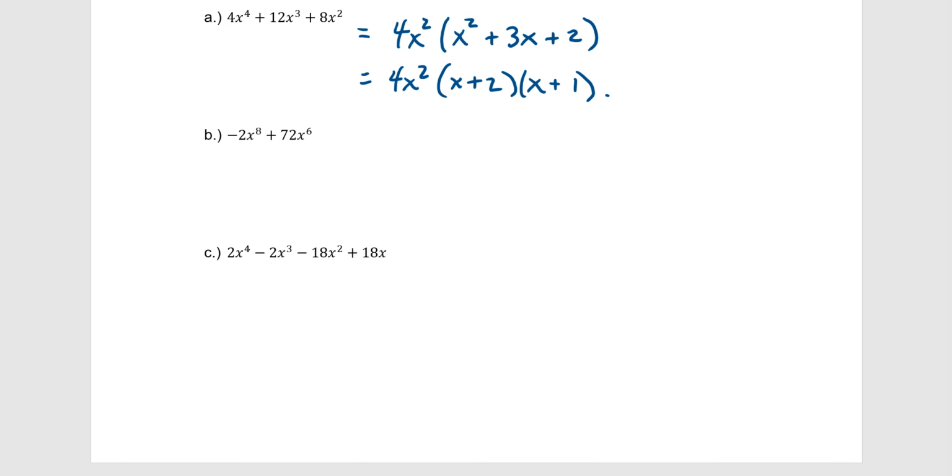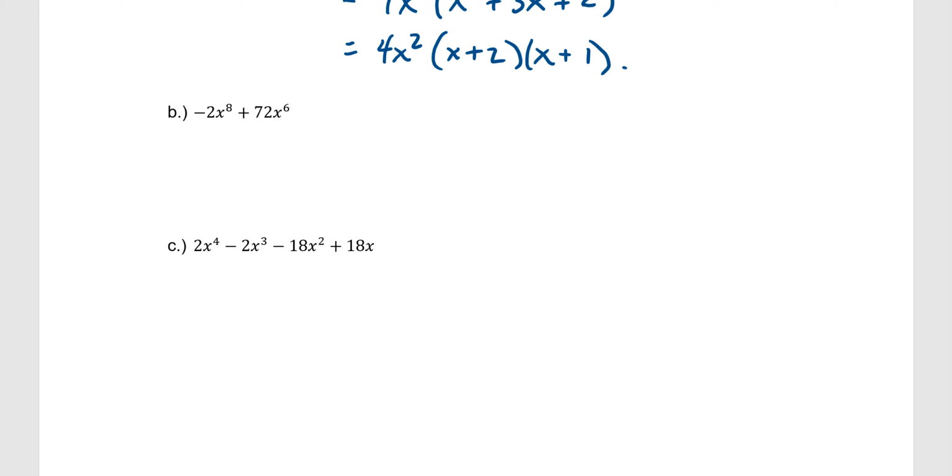Okay, next one we have negative 2x to the 8th plus 72x to the 6th. We have two terms, and there's clearly a GCF here. There's a little hint that you should typically follow: if the leading term is negative, and by leading term I mean the term with the largest exponent, in this case x to the 8th, you should include the negative as part of your GCF. So we're going to be factoring out a negative 2x to the 6th as the GCF.